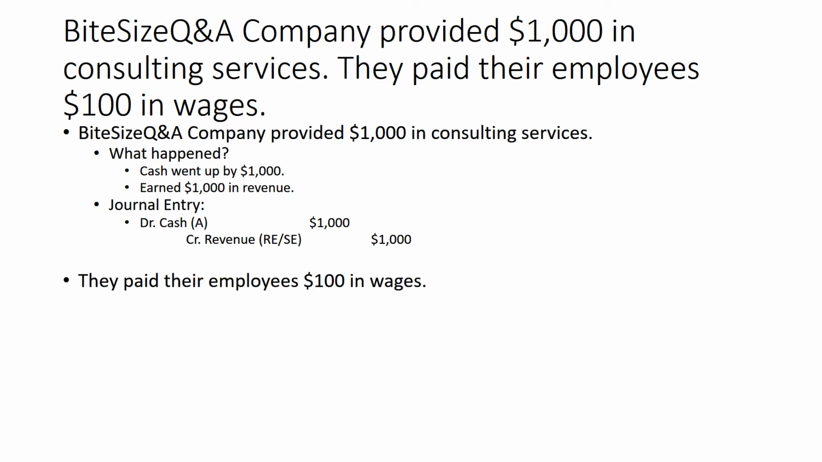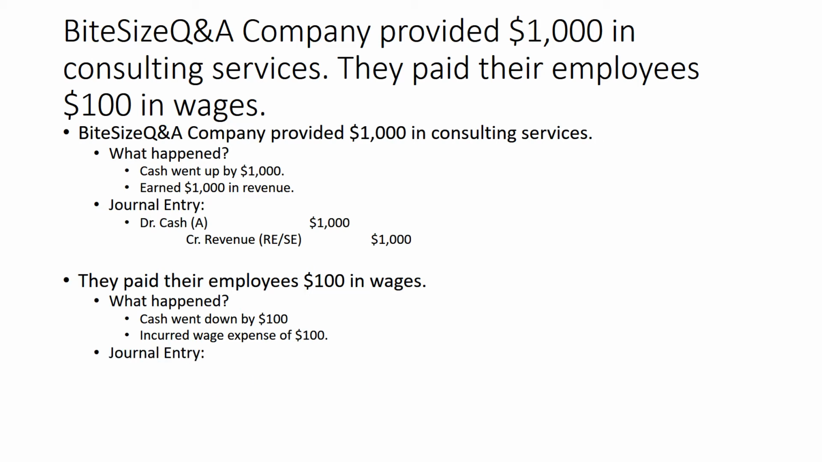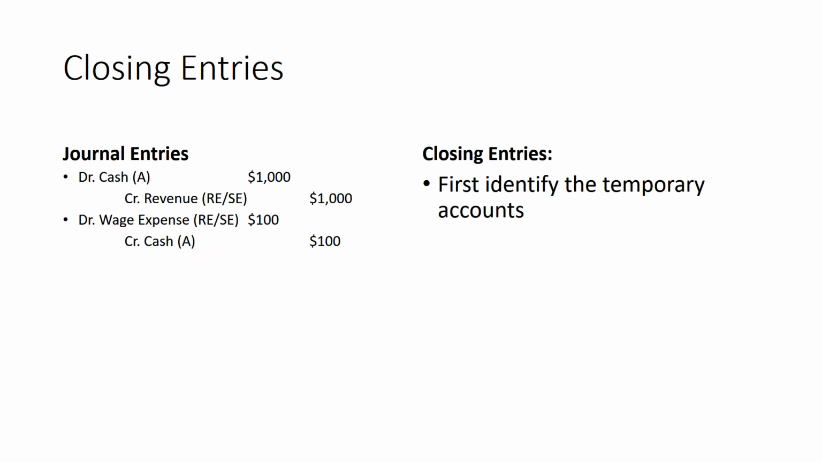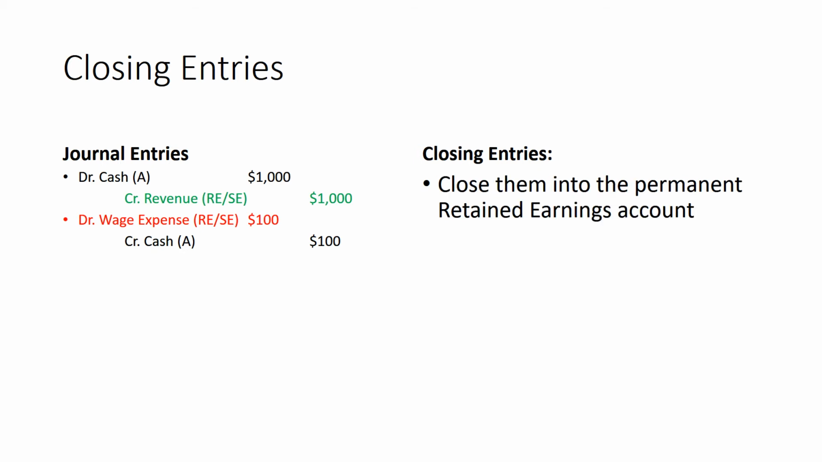Next, we can think about the payment to their employees. So they paid $100 in cash, so cash went down, and they incurred wage expense of $100. So the journal entries would be credit cash for $100 since cash went down, and we'll debit the wage expense for $100. Let's identify the temporary accounts. Revenue increases our net income, whereas wage expense reduces our net income, so these are our temporary accounts. Next, we have to close them into the permanent retained earnings account.